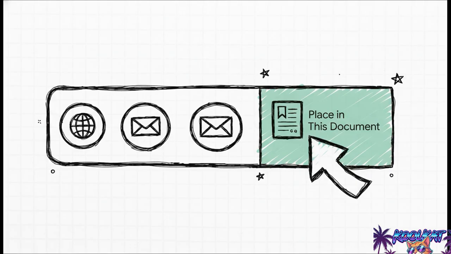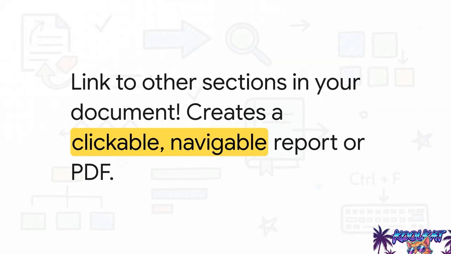That's pretty standard. But the option that is going to completely level up your documents is that last one, Place in this document. This right here is the absolute game changer. If you use heading styles to set up your chapters and sections, you can instantly turn your table of contents into a clickable menu. Just imagine sending a 50-page report to your team, and they can click on a chapter title and jump right to that section. That's not just cool, it's incredibly professional.